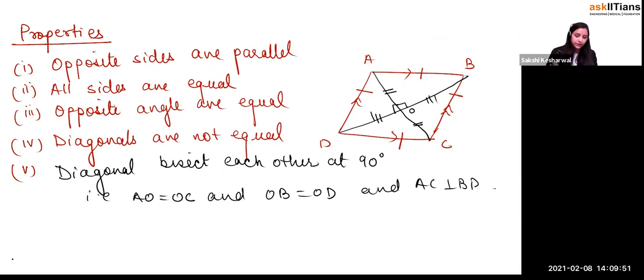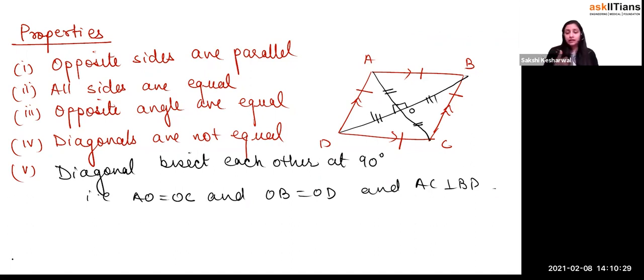Let's do a quick revision. We have learned about the parallelogram, square, rectangle, and rhombus. All the figures are basically parallelograms. Opposite sides are equal only in the parallelogram and the rectangle. All sides are equal only in the rhombus and the square. Opposite angles are equal only in the parallelogram and the rhombus. If I say all angles are equal, then it is a rectangle and a square.